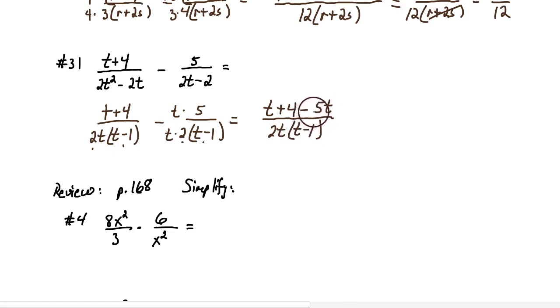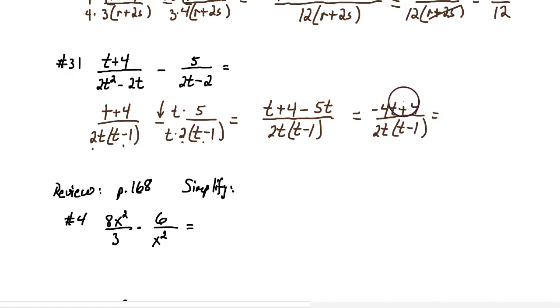As I said last time, be very careful with this minus sign. When we're timesing the t over to the 5, you've got to remember there's a negative in front of that t. Think of it as negative t times 5. Now combine like terms. 1t minus 5t is negative 4t, and then the plus 4. And that's all over our denominator.